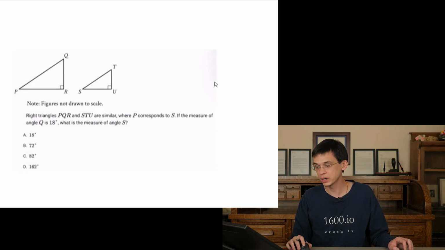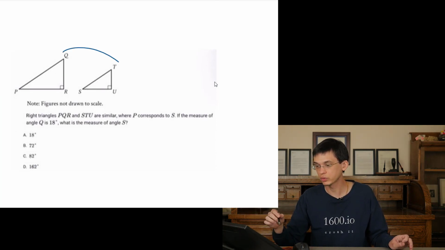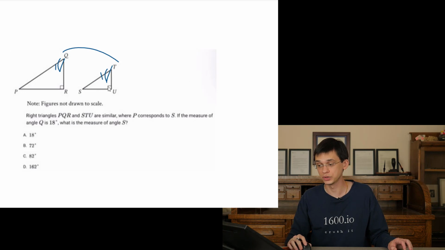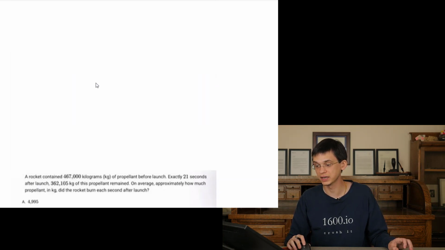We have two triangles here. PQR, P corresponds to S, then Q corresponds to T. Measure of angle Q is 18. That means that angle T is 18 as well. What's the measure of angle S? All three angles of the triangle add up to 180 degrees. So blank plus 18 plus 90 equals 180. 72 plus 18 is 90. 90 plus 90 is 180.